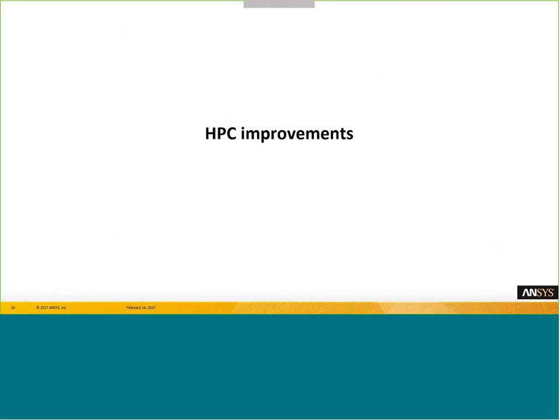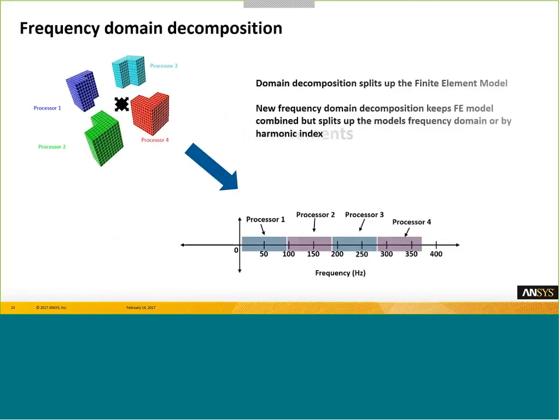So moving on now to HPC, high performance computing. A couple of nice features here. As always, we're constantly looking to make everything in Mechanical run faster, as our users expect. And for linear dynamics, we actually made quite a big investment in our HPC development here. And the main speed up you'll see is something called frequency domain decomposition.